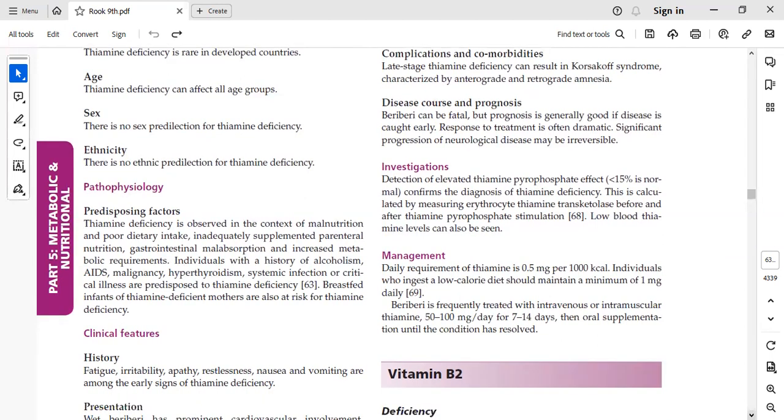Management: the daily dietary requirement for thiamine is 0.5 milligram per 1000 kilocalories, which makes 1 milligram per daily dose. So in case of deficiency, we give 1 milligram daily. However, in case of beriberi, we administer IV or IM thiamine up to 50 to 100 milligrams on a daily basis for 1 to 2 weeks, that is 7 to 14 days, and then we shift the patient to oral supplementation unless the symptoms have resolved.